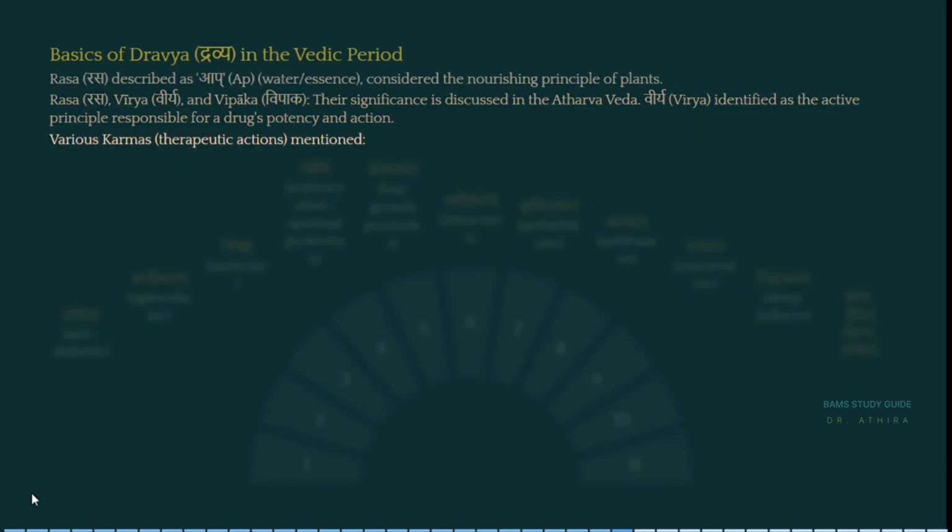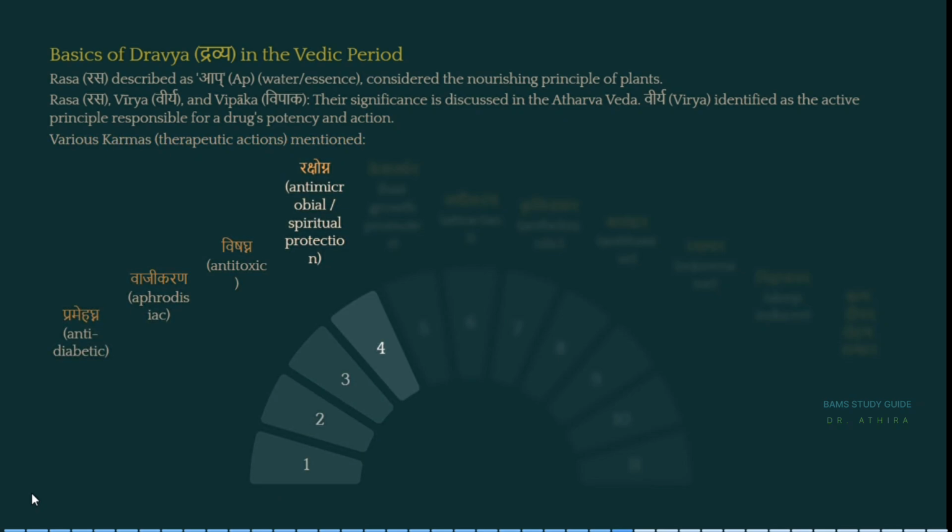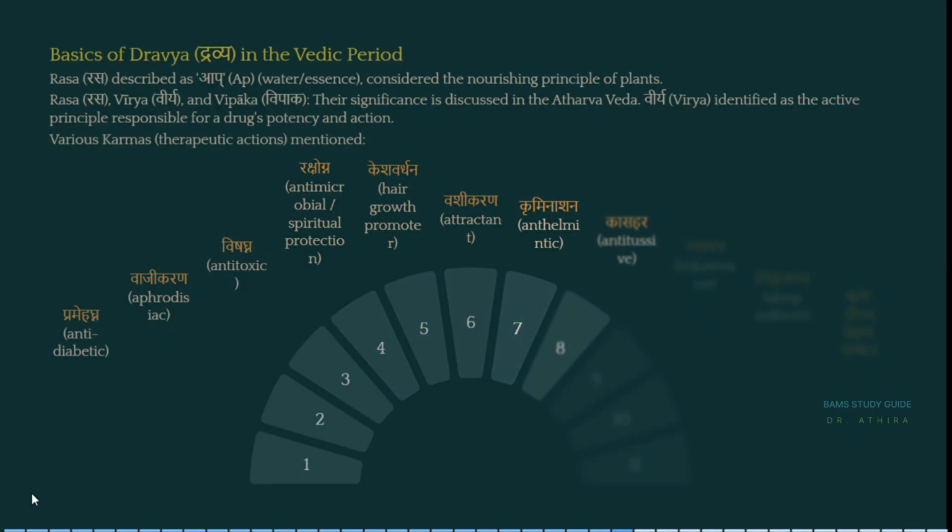Various therapeutic actions were mentioned as well, including Pramehakna, Vajikarana, Vishakna, Rakshokna, Keshavardhana, Vashikarana, Kriminashana, Kasahara, Rasayana, Nidrajanana, along with actions like Balya, Deepana, Rohana, and Sandhana.